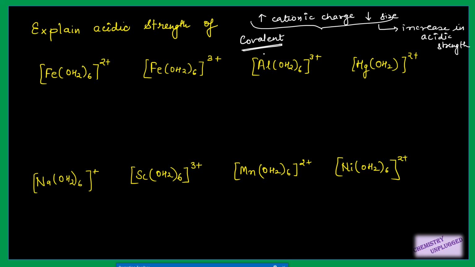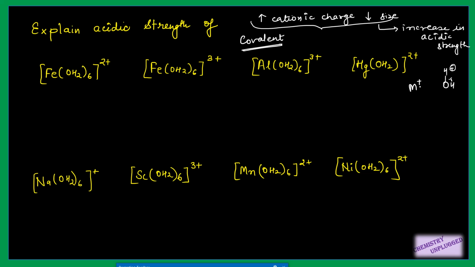And how will you recognize that covalent character increases? You can first understand it. What is the reason for the increase in acidic strength due to increase in covalent character? What is happening is that when covalent character increases, this positive charge can delocalize over the ligand also. Suppose according to the ionic model, this is your central metal atom and this is the ligand, right?